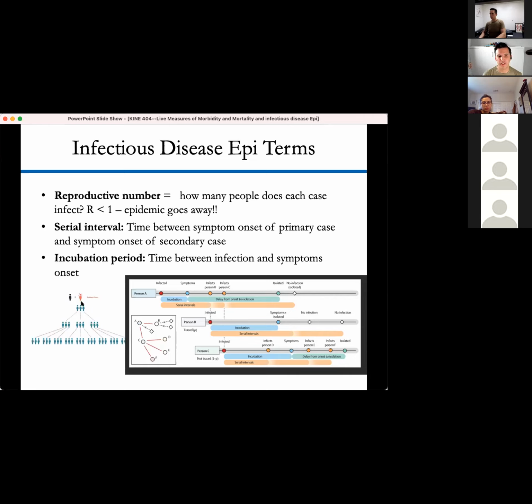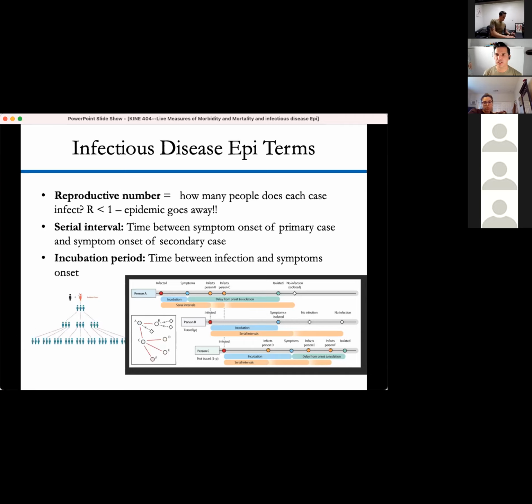If one person passes it to 3, and then those 3 people pass it to 3 other people each, and then those 3 people pass it to 3 other people each, you can see that the spread of that disease is going to happen very rapidly. One thing that I want to mention is that this is in the absence of a vaccination in what we would call an immune naive population, meaning that there's no immunity to that particular disease.